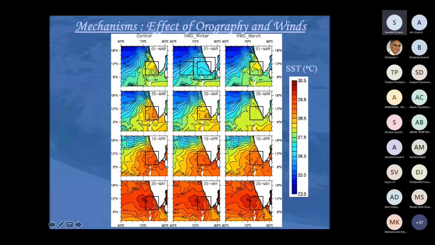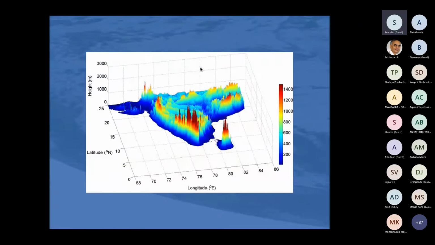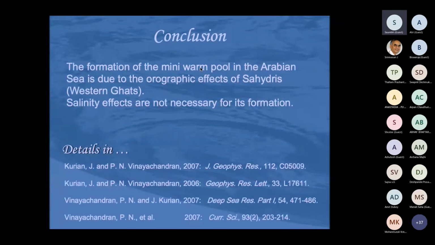So this is an example of this. For example, this top one is the picture for the month of March when the control run, when all processes are present, and this is when the effect of Western Ghats is imposed. There is no formation of the warm pool similar to that of the control one. So this demonstrates that the effect of mountains is important for the formation of the Arabian Sea mini warm pool. So the conclusion is that the formation of the mini warm pool in the Arabian Sea is due to the orographic effects of Sahyadris, that is Western Ghats, and salinity effects are not necessary for its formation.